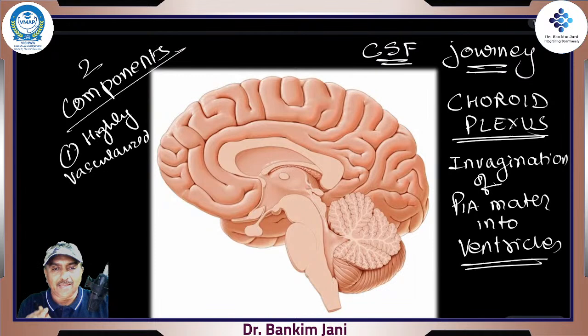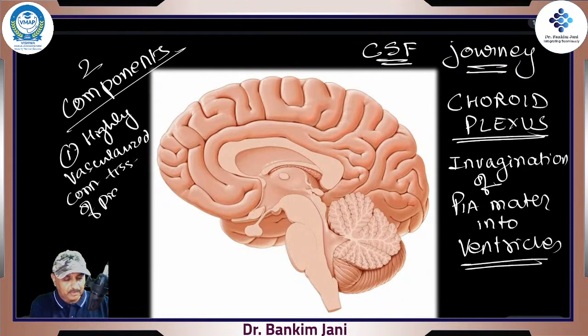Because the CSF is produced by diffusion and active transfer of that arterial blood. From that, CSF is squeezed out. So that's why it has to be highly vascularized connective tissue, the connective tissue of the pia mater. And second is the choroid epithelium.